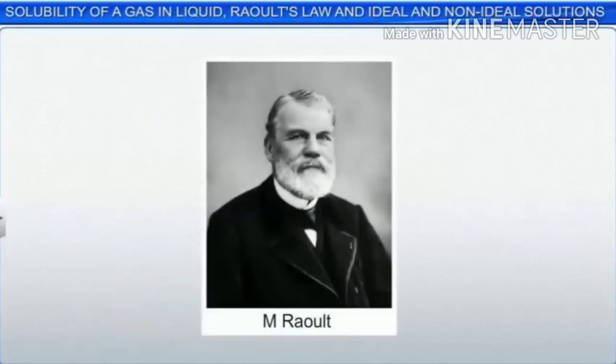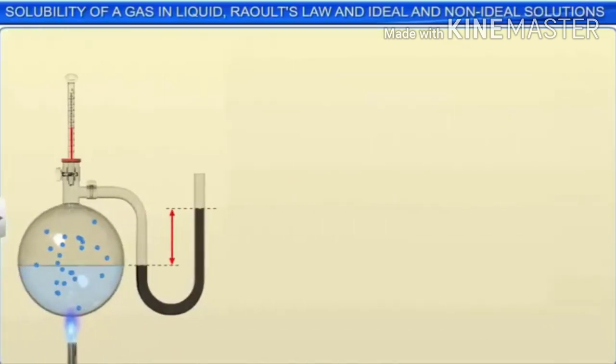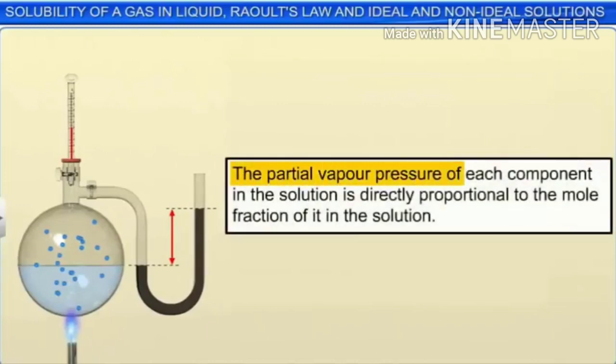In 1886, through experimental studies, a French chemist, M. Raoult, established a quantitative relationship between the mole fraction of a given component and the partial pressure exerted by it. The law states that the partial vapor pressure of each component in the solution is directly proportional to the mole fraction of it in the solution.